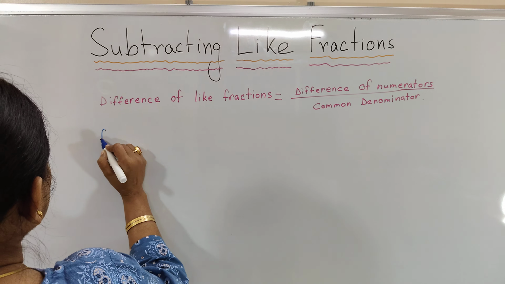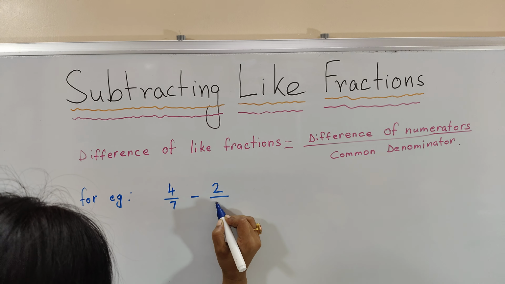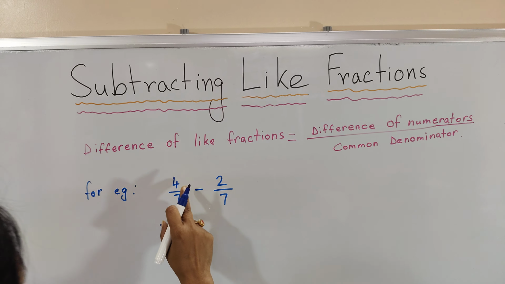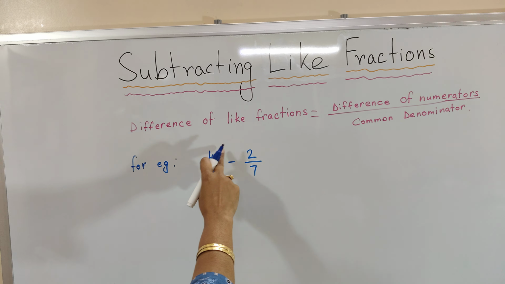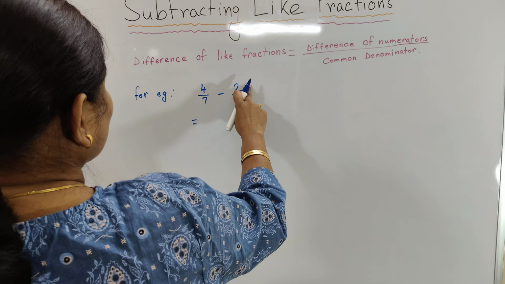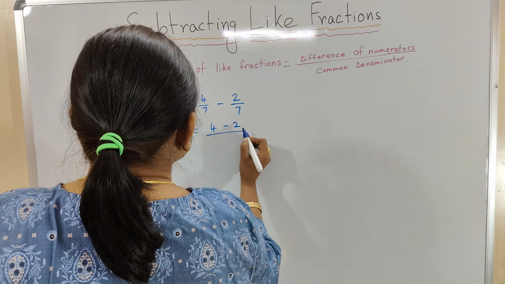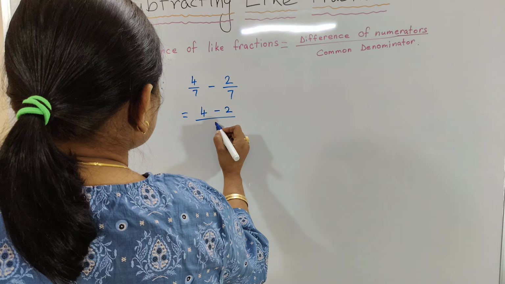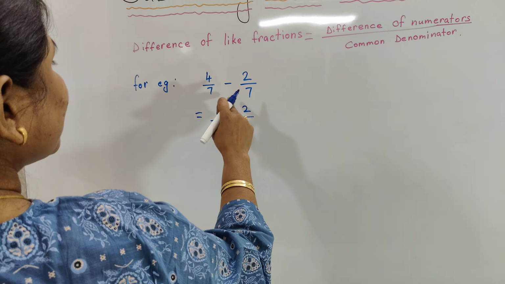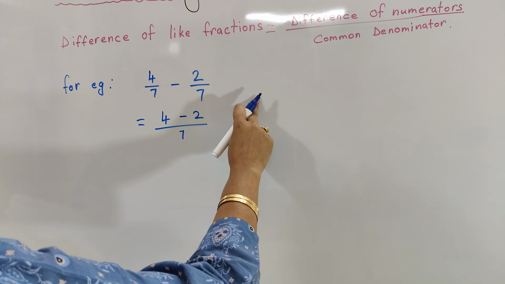For example, 4 by 7 minus 2 by 7. So we need to find the difference of the numerators. The numerators are 4 and 2, so 4 minus 2. And the common denominator is 7. We see that in both fractions the denominators are the same, so these are like fractions.